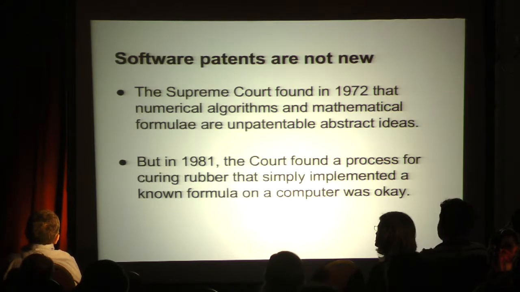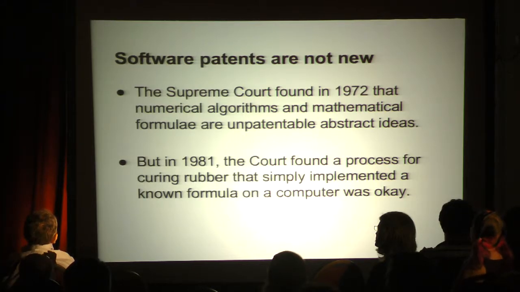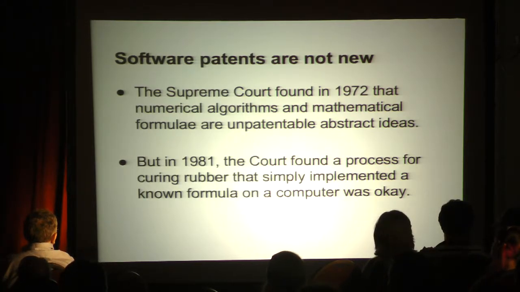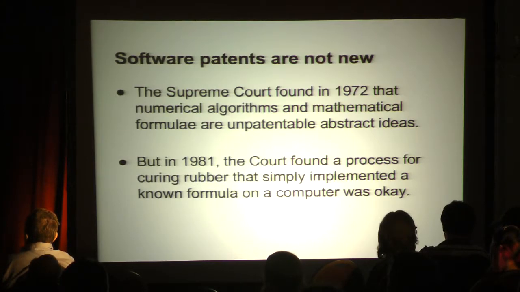So software and the attempts to patent it have been around for a very long time at this point. On my scale, they've been around longer than I have. The Supreme Court found in 1972 that numerical algorithms and mathematical formulae are unpatentable abstract ideas. And that sort of sets the tone, right? They came right out and said, algorithms are abstract ideas. So now we have to find something about software, because if you just take it like that, well, kind of every piece of software boils down to algorithms.